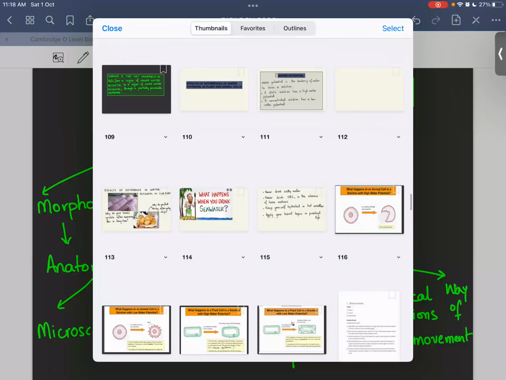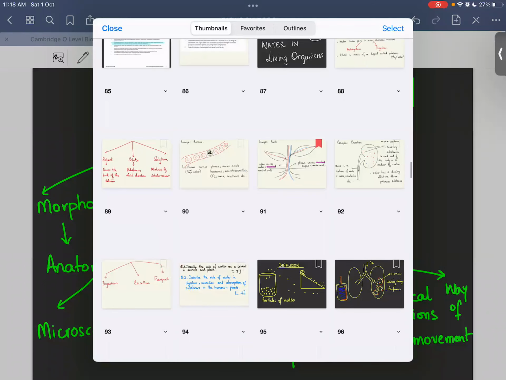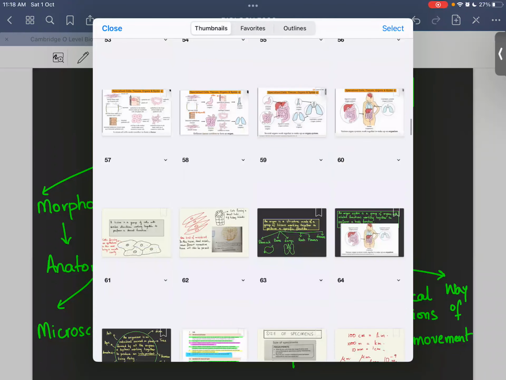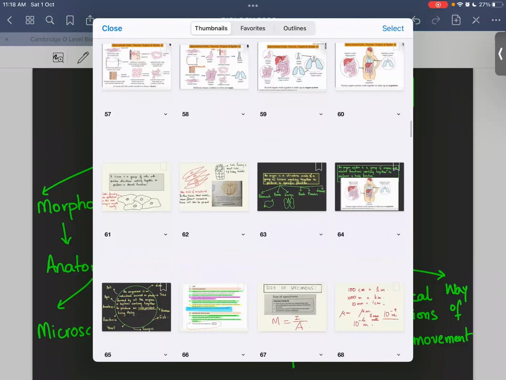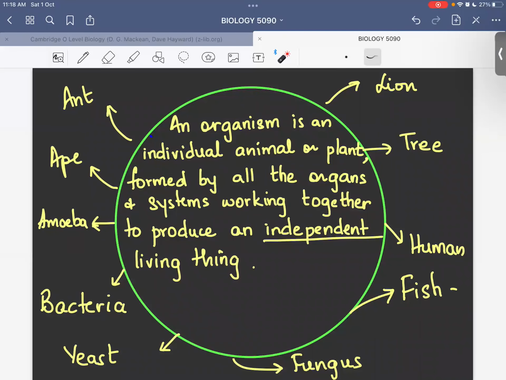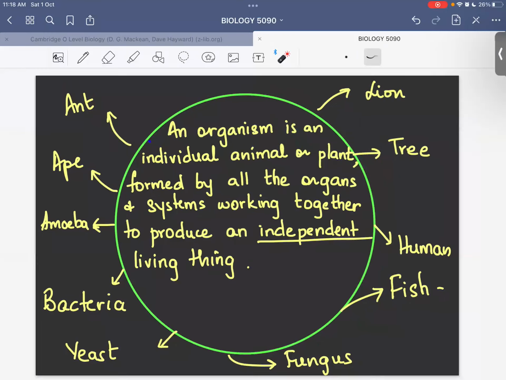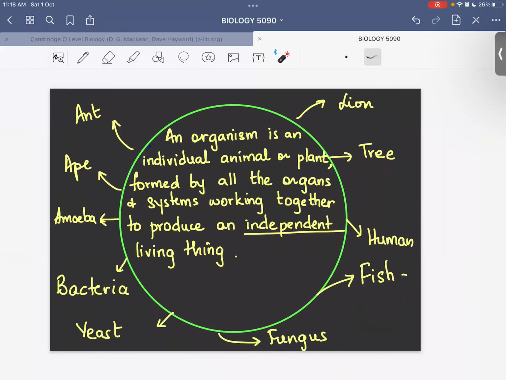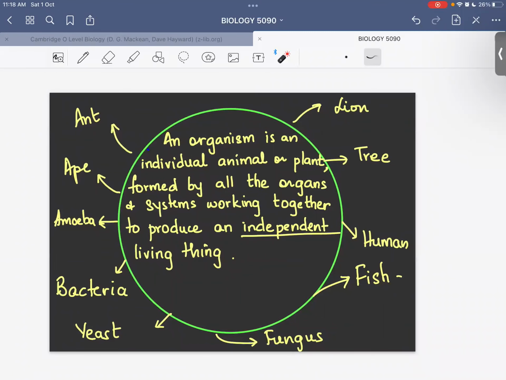No, but what is an organism composed of? Cells. Only cells. Anything else? I don't know. Look at this. An organism is an individual atom formed. Oh, Miss, I got it. So, do you think an organism has cells? It's basically when organs and systems are working together to produce an independent living thing.